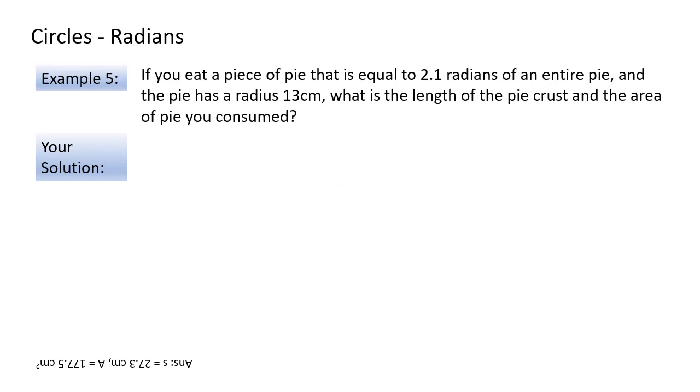So let's look at our first example. If you eat a piece of pie that is equal to 2.1 radians of an entire pie, and the pie has a radius of 13 centimeters, what is the length of the pie crust and the area of the pie you consumed? Basic example. You're probably going to think this is really silly to think of a pie in terms of radians, but it's an easy concept to visualize.